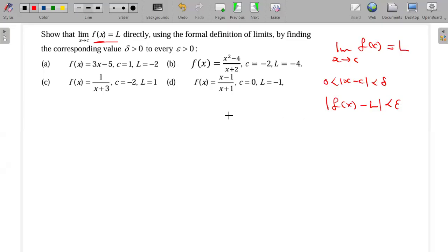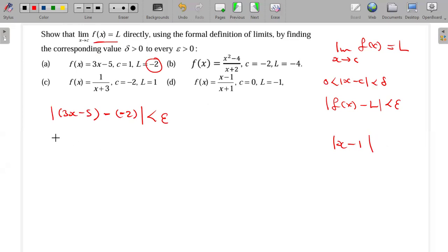So what do we do now? From here, we just follow up. First, you say the modulus of 3x minus 5, minus your L, which is negative 2, is less than epsilon, as you can see there. Now notice one thing you must remember: what do you want to get from here? You have the x minus the c. Your c here is 1, so x minus 1 is the part you want to get.